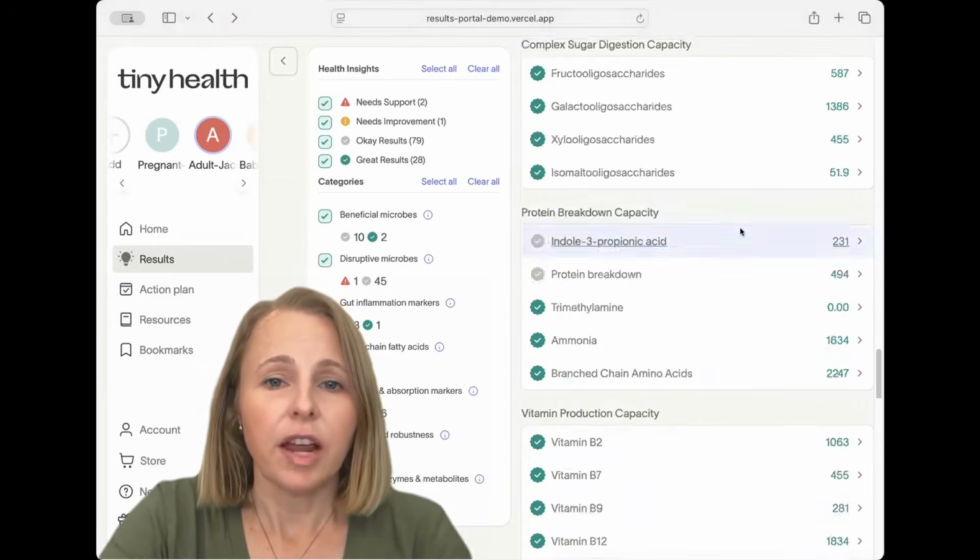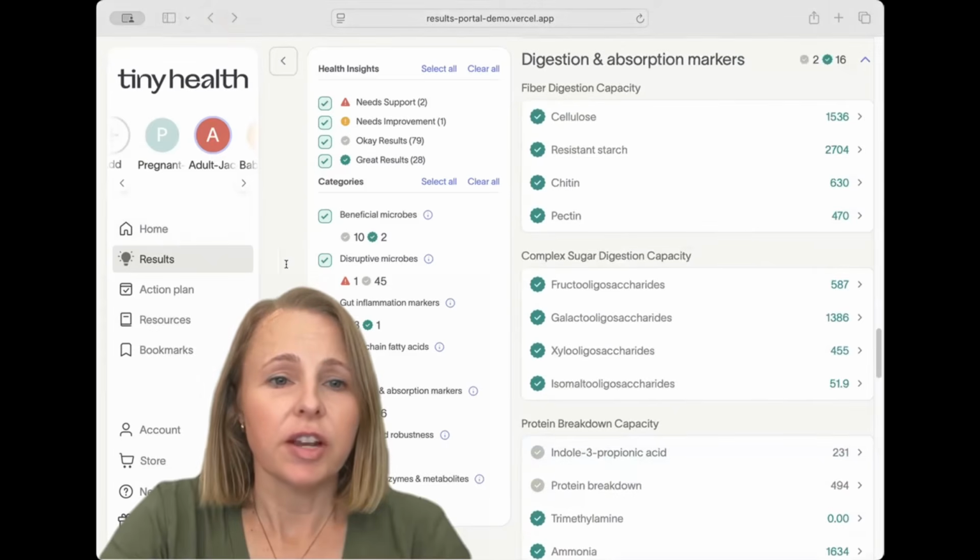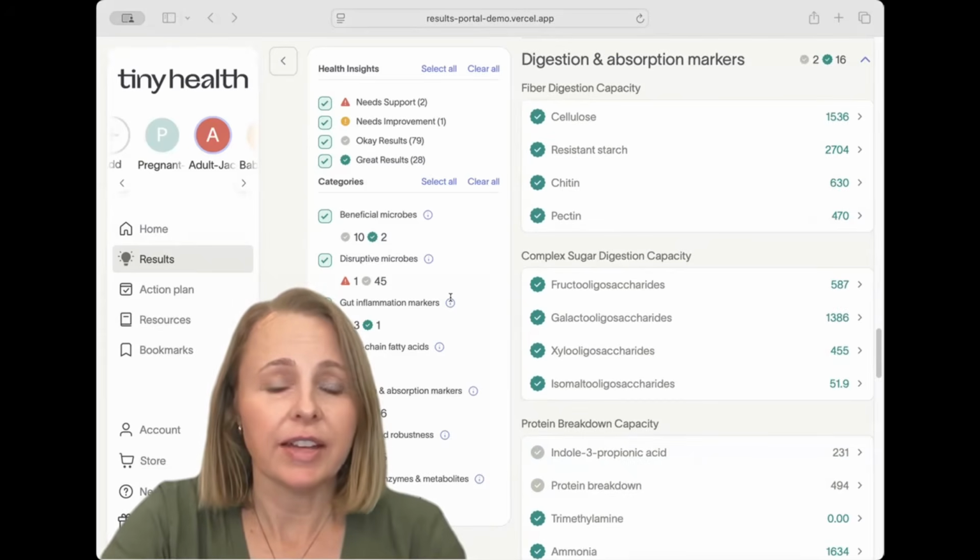The next section that I'm going to focus on is the digestion and absorption section. This part of the report highlights the potential of your gut microbes to break down different fibers and complex sugars. They break these compounds down through fermentation, producing beneficial substances like short-chain fatty acids that support the gut and overall health. Think of it like supply and demand.